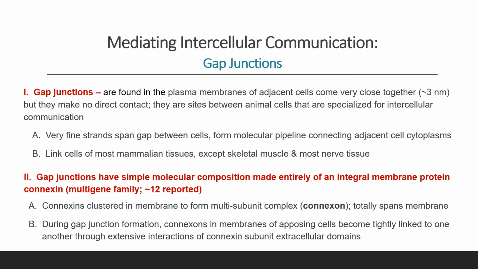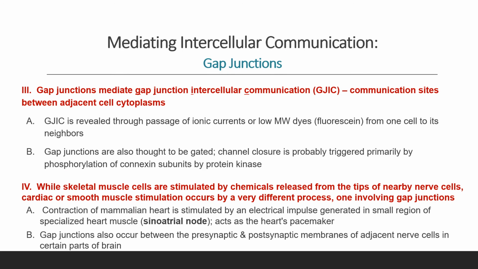So, connexins cluster in the membrane to form a multi-subunit complex you call your connexon, which totally spans the membrane. So during gap junction formation, connexons in the membranes of opposing cells become tightly linked to one another through extensive interactions of the connexin subunit extracellular domains. So gap junctions mediate gap junction intercellular communication, or what we call the GJIC.